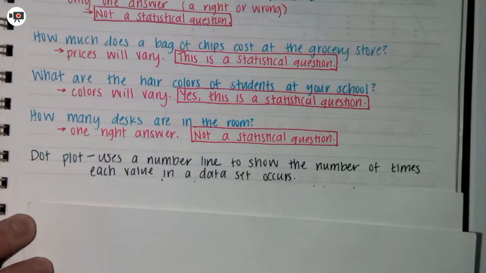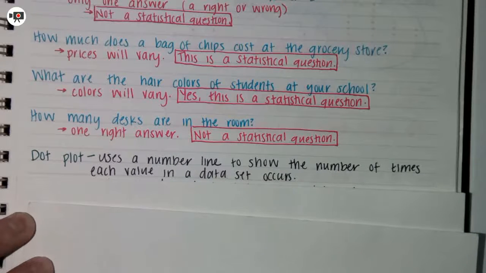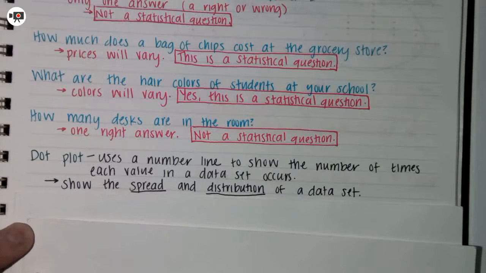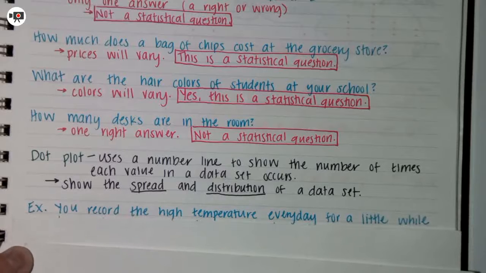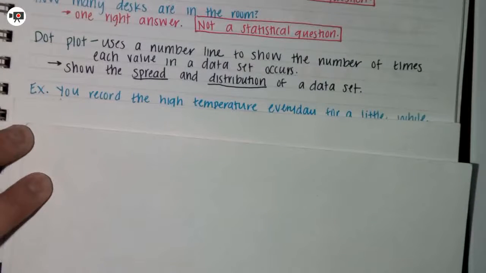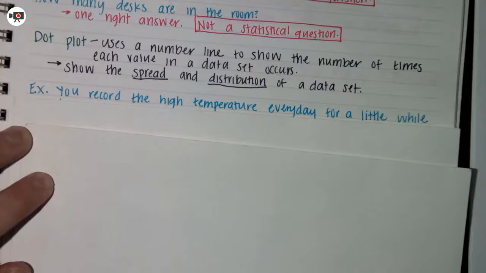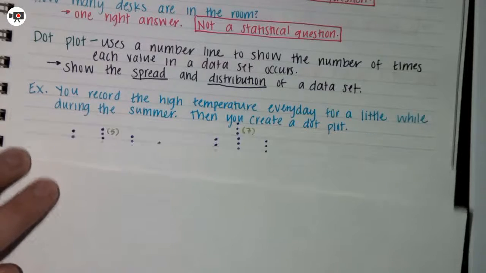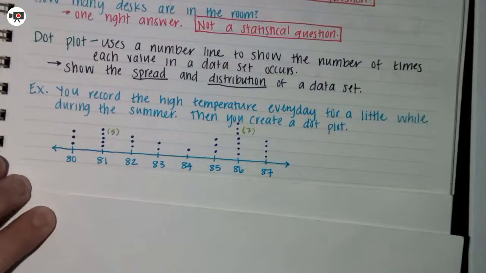Now we have something called a dot plot. This uses a number line to show the number of times each value in a data set occurs. It shows the spread and distribution of a data set. So let's say you record the high temperature every day for a little while during the summer. Then you create a dot plot. Here is your dot plot.